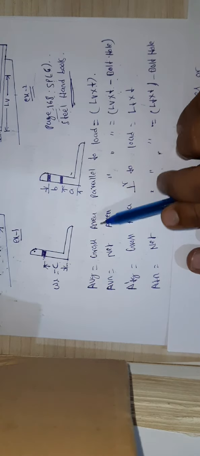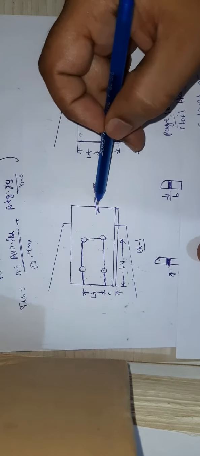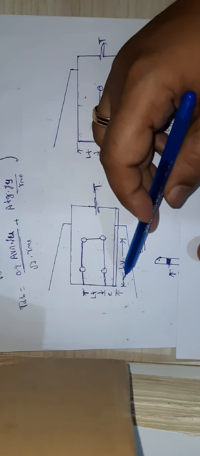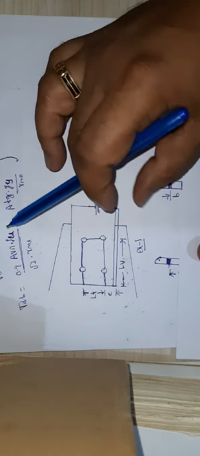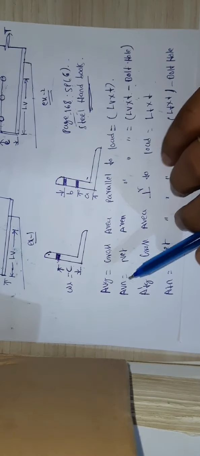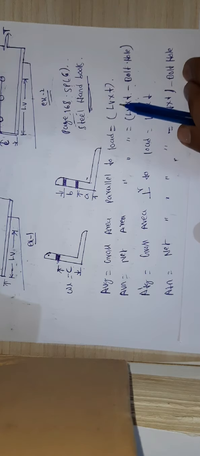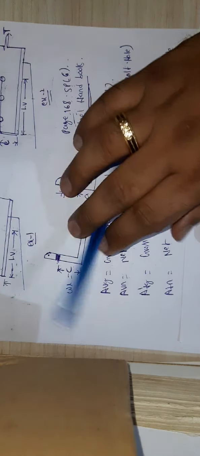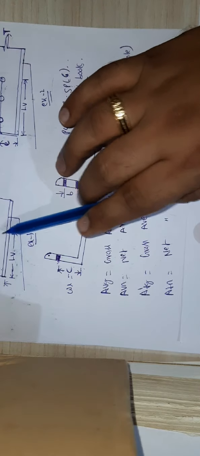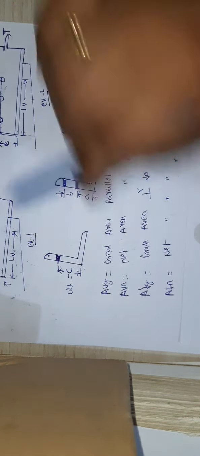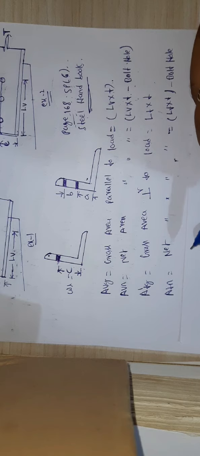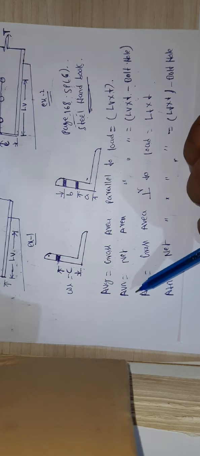Then let us see how to calculate AVG. AVG means the gross area parallel to the load. This is the load acting, so parallel to this means LV into the thickness of the plate. So how do we calculate the gross area parallel to the load? LV into T. LV means the shear length. This is the shear length. LV into T.